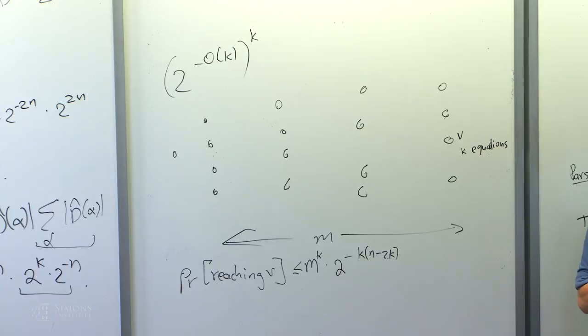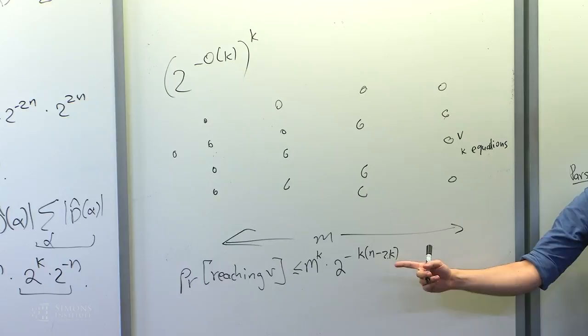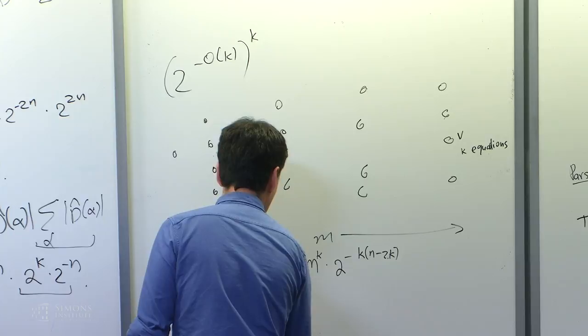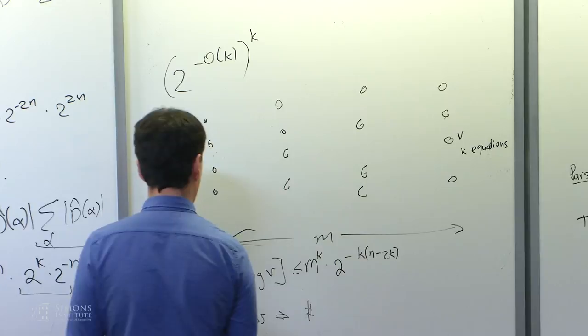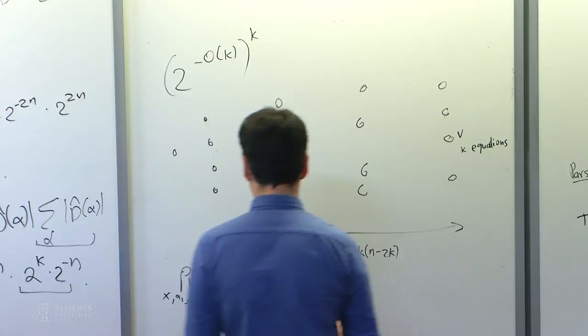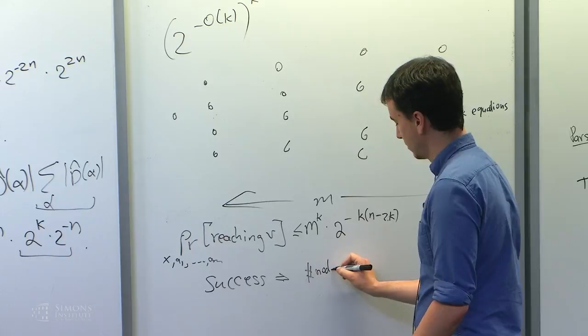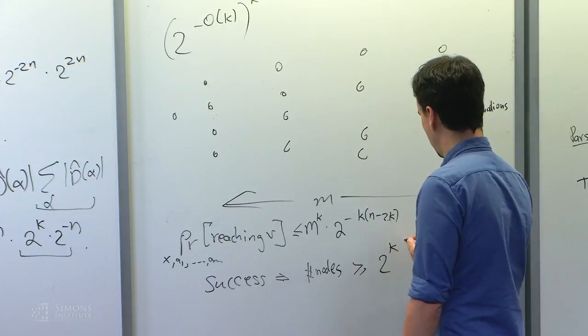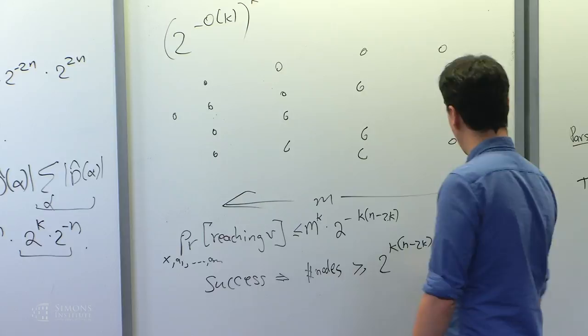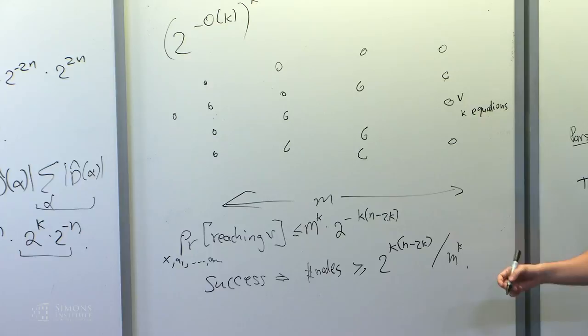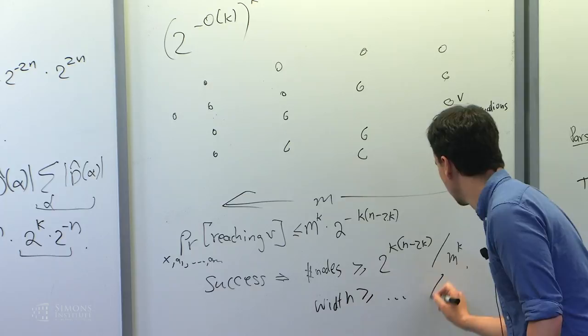And as we said, in order to succeed, we must reach such a vertex. So it means that in order to succeed, the number of vertices should be at least the inverse of that. So this shows that success means that this is the probability over x. Yeah, over everything. Okay, so success means that the number of nodes in this graph would be at least 2 to the k, and then it's 2k divided by m choose k. And then the width should be at least this divided by m. Okay, so then the width should be at least something divided by an additional m.